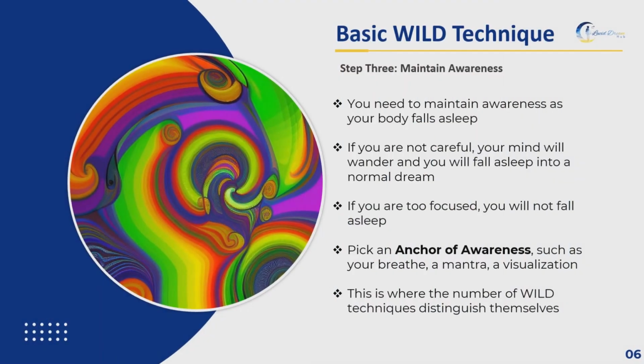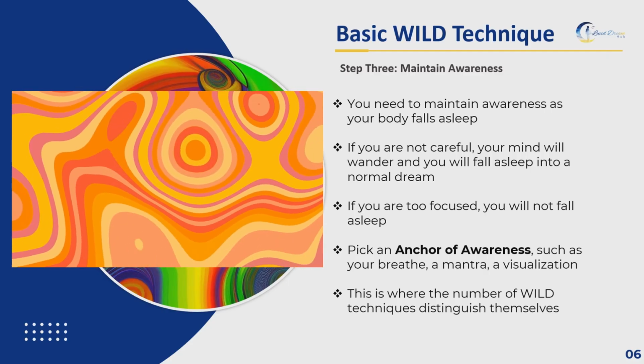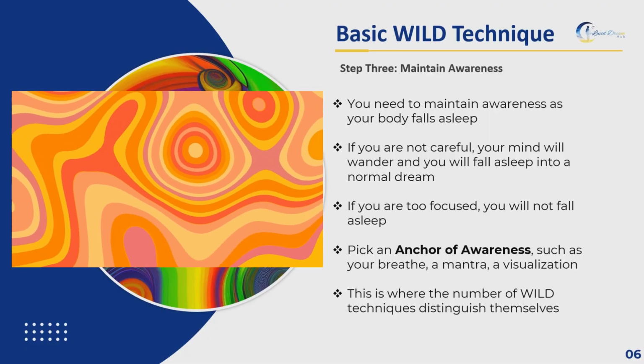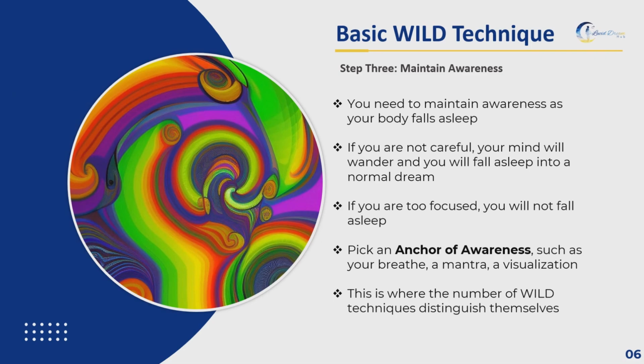Step 3 is the trickiest part of executing a wake-initiated lucid dream. You need to maintain a constant presence of mind, a light focus on the present moment as your body falls asleep. You will need to endure a barrage of random thoughts looking to steal away your attention. It only takes a moment of distraction, and the next thing you know, you have fallen asleep into a non-lucid dream.